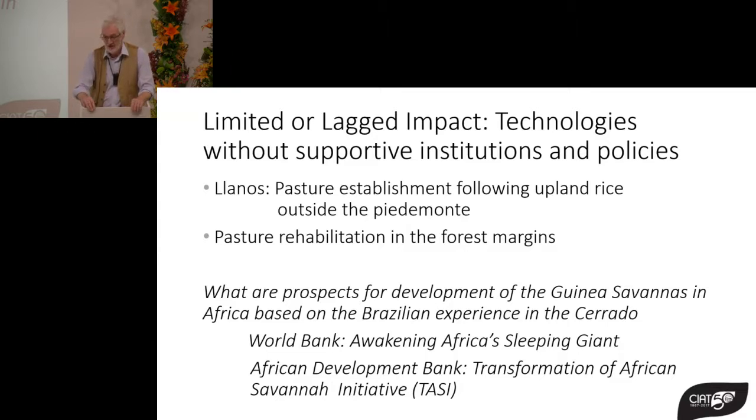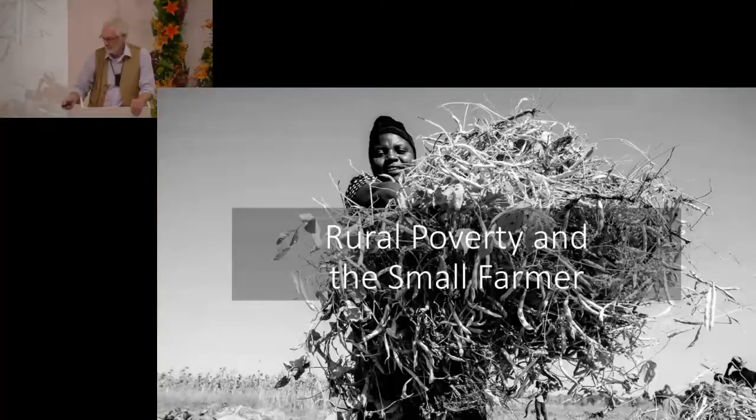But the African Development Bank, and you saw Akin Adesina yesterday, is making a major investment in the transformation of the African savanna. And the question is, does CIAT have a potential role within that? And what would that role be? And does that return us to a little bit more focus on the idea of research for frontier establishment? The other theme is rural poverty and the small farmer.